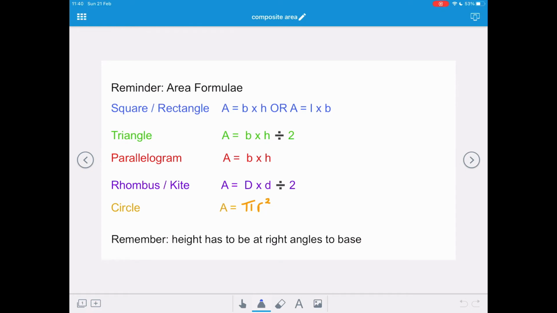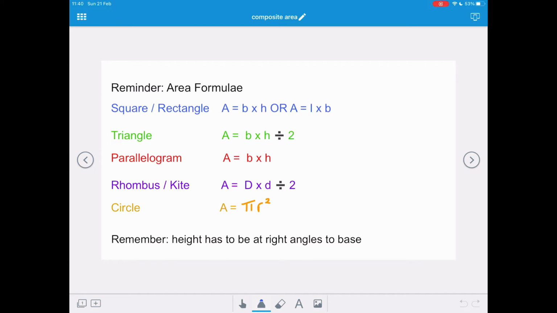So a reminder of our area formula: for a square or rectangle, its area equals base times height, or sometimes you'll see it as length times breadth, so A equals B times H or A equals L times B. For a triangle, the area is the base times height divided by 2. This is because a rectangle, if we use one of the diagonals, splits into two equally sized triangles, so A equals B times H divided by 2.